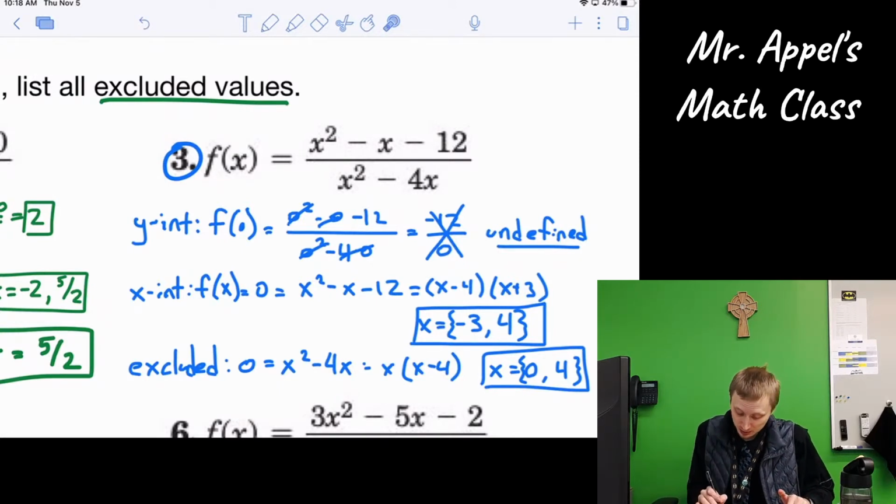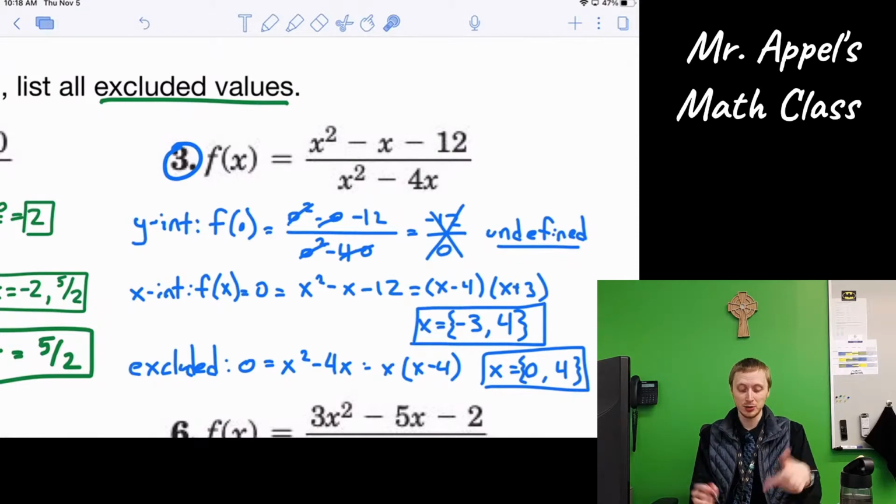And so the 0, x equal to 0 itself, is what causes us to have an undefined y-intercept, because I'm not allowed to just plug in 0 to this whole thing to get the y-intercept. And then, yeah, we've got a duplicate here, 4 and 4, that's going to cause something to happen on our graph, which we'll see next week.